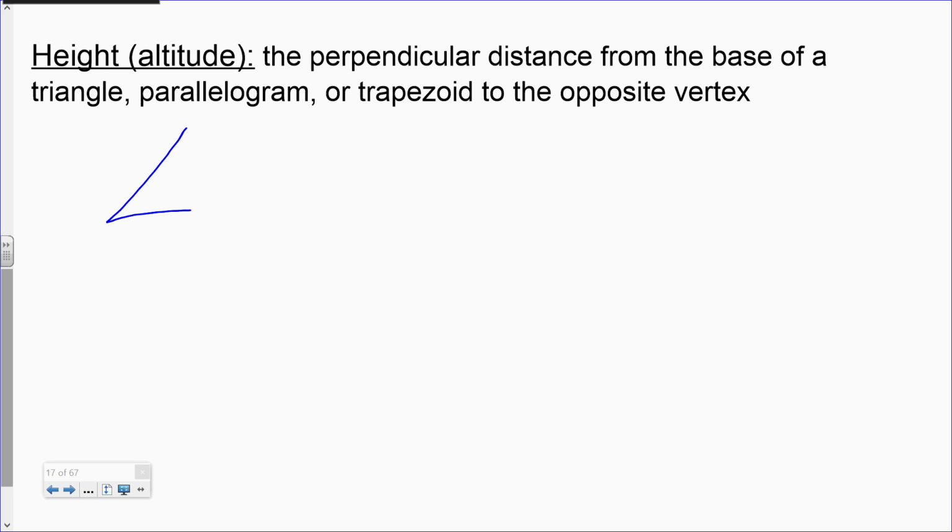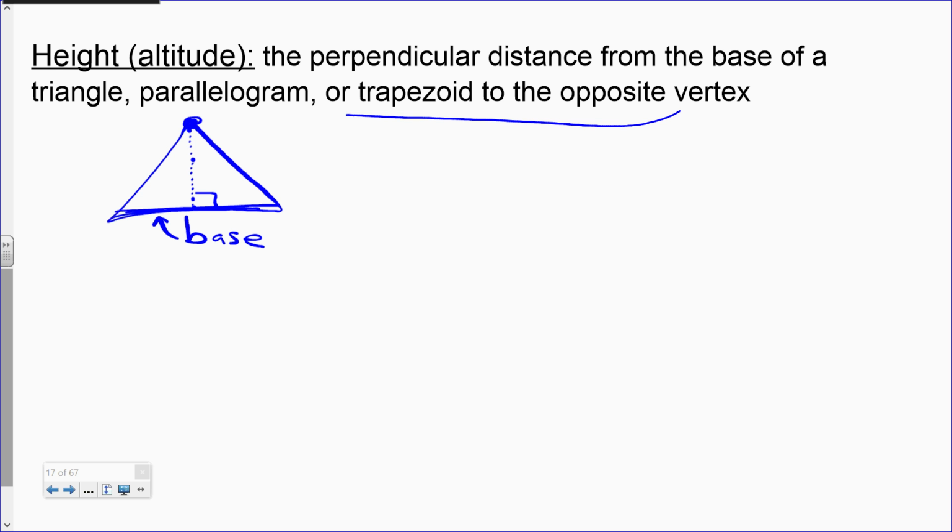So on a triangle, what does perpendicular mean again? Right, it's two lines forming 90 degrees. So if this is the base of your triangle, this side, then the distance that's perpendicular, look at it, 90 degrees, from the base to the opposite vertex, here's your vertex, that's your height. So that's for a triangle.